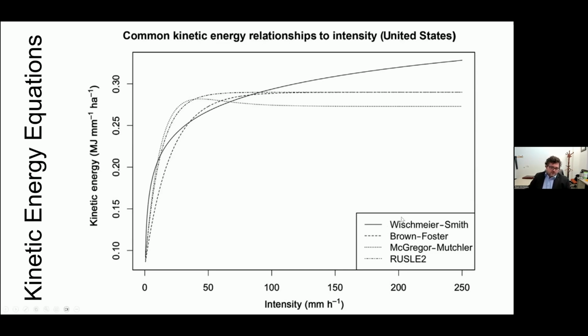And you can see how the different relationships all fall in kind of the same range. We know that it's a logarithmic relationship. Some of these are technically polynomial, so the McGregor-Mutchler one, but they all follow this same general pattern where your kinetic energy increases drastically with your intensity and with your raindrop size initially, and then it levels off very quickly. You can see the RUSLE2 relationship here.